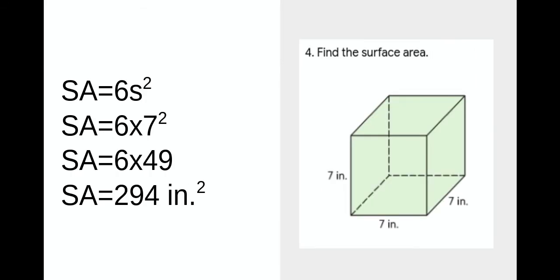And last, oh yeah, a cube. So it's very simple. Just take that side, slip it in there for the S, and you have 7 squared is 49. 49 times 6 is 294 inches squared. And once again, you could have A equals. Sometimes people do SA. The choice is yours and yours alone.